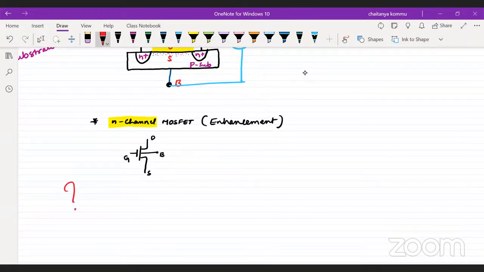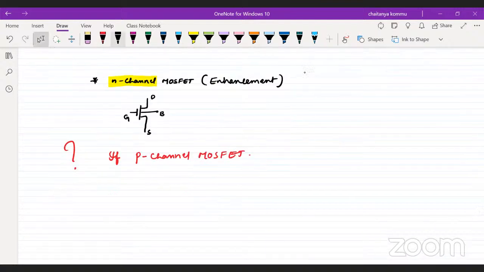The question is, if you want to have a p-channel MOSFET, considering enhancement only, what is the source? What is the drain? What is the channel? What is the bulk? Can you guess? Can you fill this table?